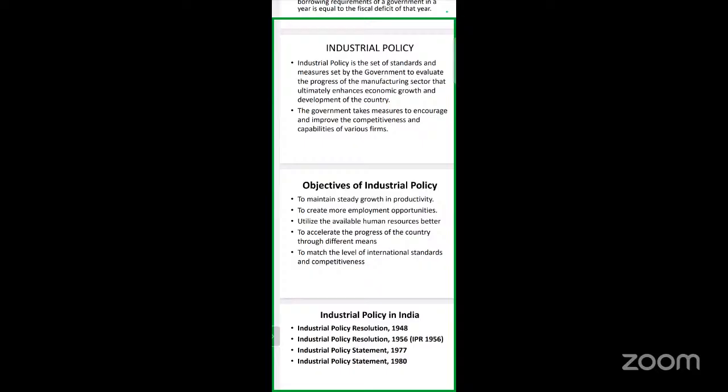So what is industrial policy and why is industrial policy required? As we all know, we got our freedom in the year 1947, which is way back, almost 50 years back. At that time we did not have money to run the whole of India, because we had just become independent after a fight with the most powerful country in the world, the Britishers. We did not have a single industry in India.